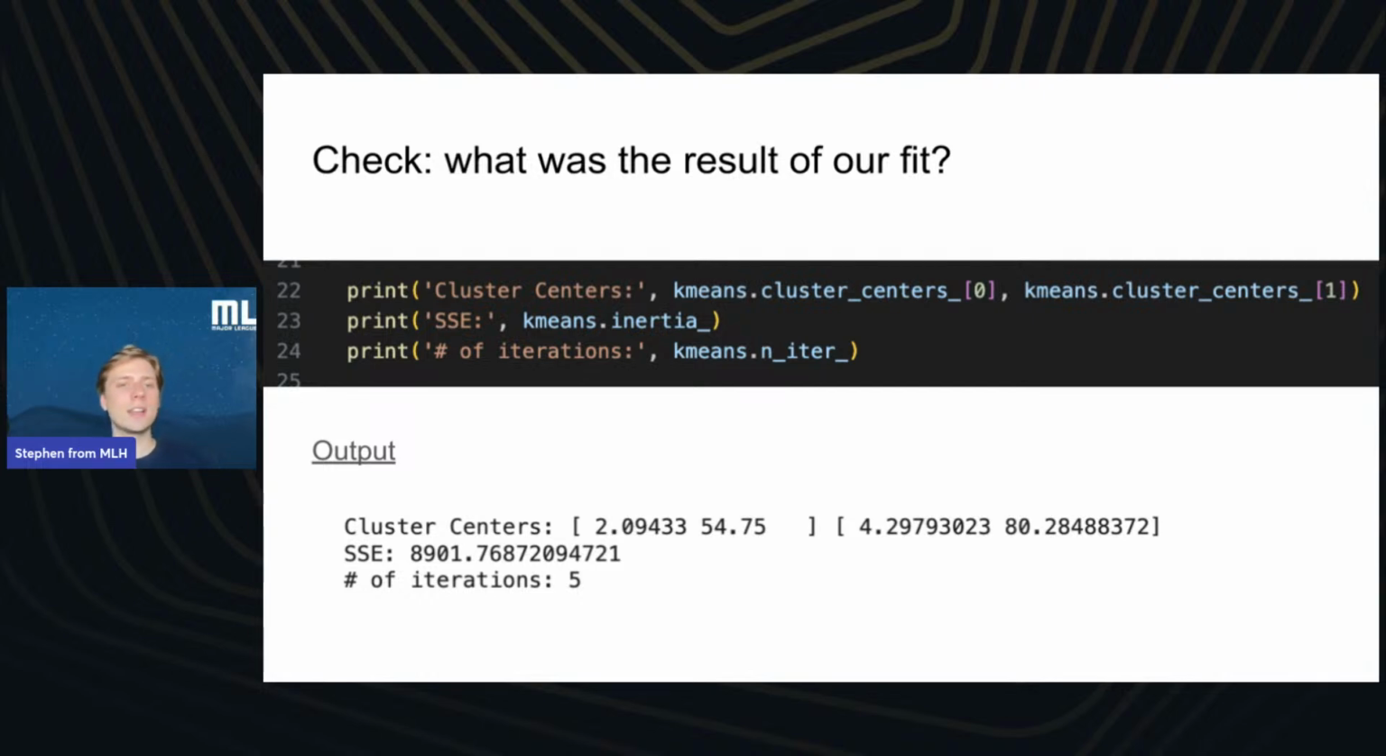And then the standard squared errors is telling us the loss function. So this is what the algorithm is optimizing. It's the distance between all the points and the centers of these clusters. And that's 8,901. So it's not really a very meaningful number to us on its own, but just know that the algorithm is trying to make that number as low as possible. And to get to that low number, it took 5 iterations of the algorithm. Okay, so that's sort of the idea here.